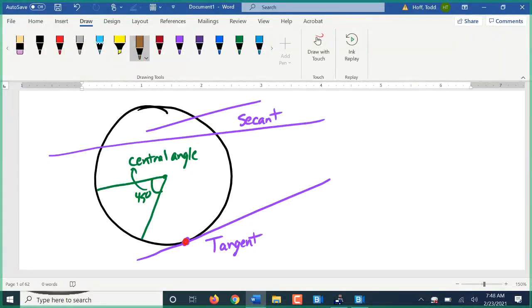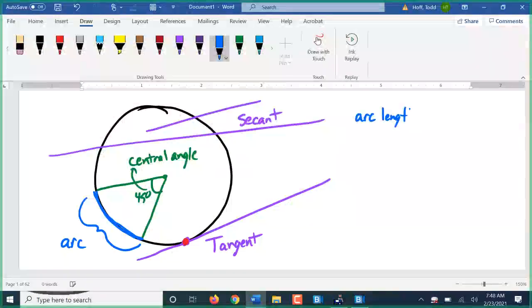Well, that central angle cuts a portion of the circumference of that circle. That portion it cuts out is called an arc. And last semester we looked at arc length. That arc length, of course, is equal to the circumference of the circle times theta, that symbol there, that would be this central angle here, over 360. That's the fraction of the circle that arc is taking up.